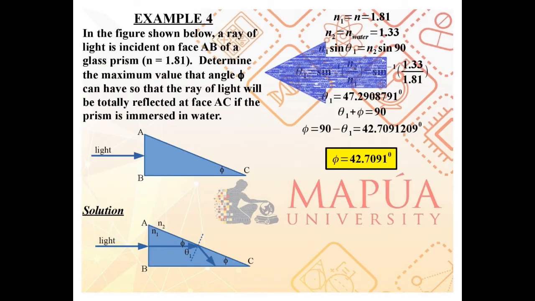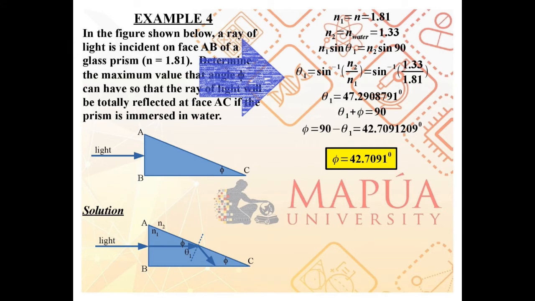And finally, we have the following example. You have a triangular prism made out of glass, index of refraction 1.81. You have a prism ABC. Light is incident on the face AB as shown in the figure. Determine the maximum value that angle phi can have so that the ray of light will totally reflect at the face AC if the prism is immersed in water.